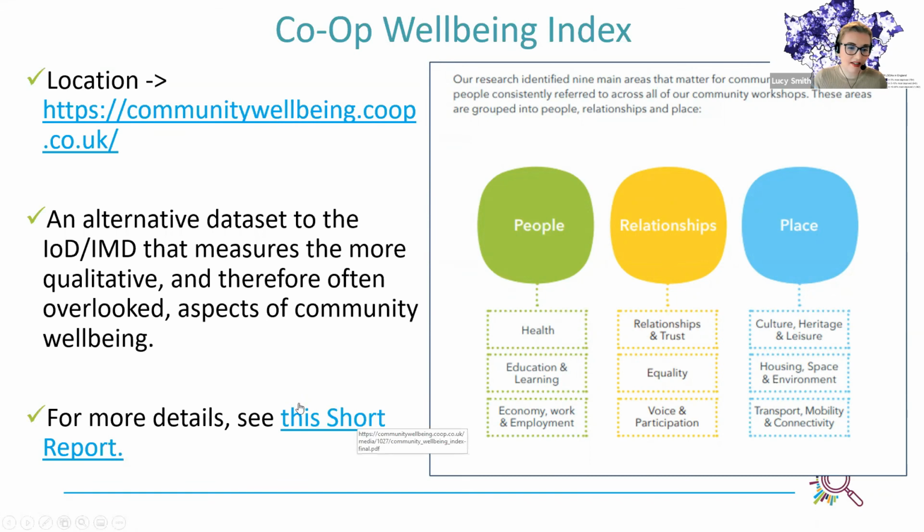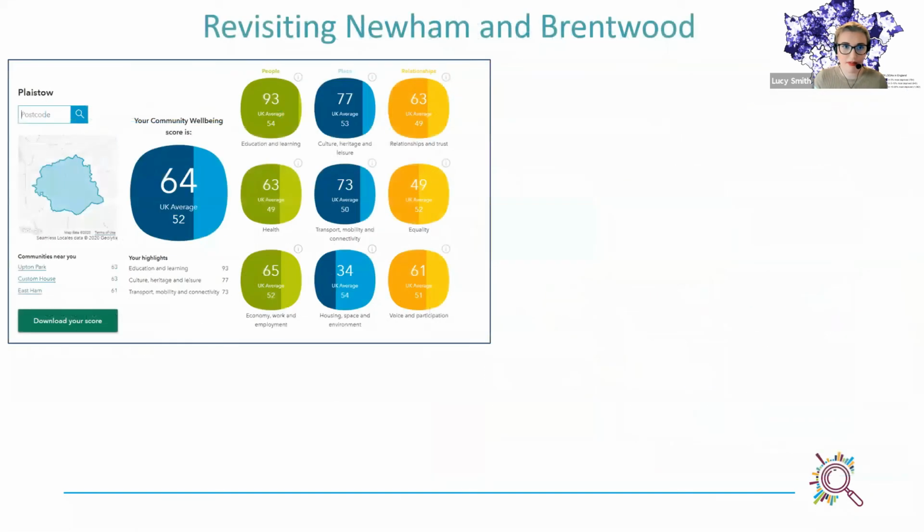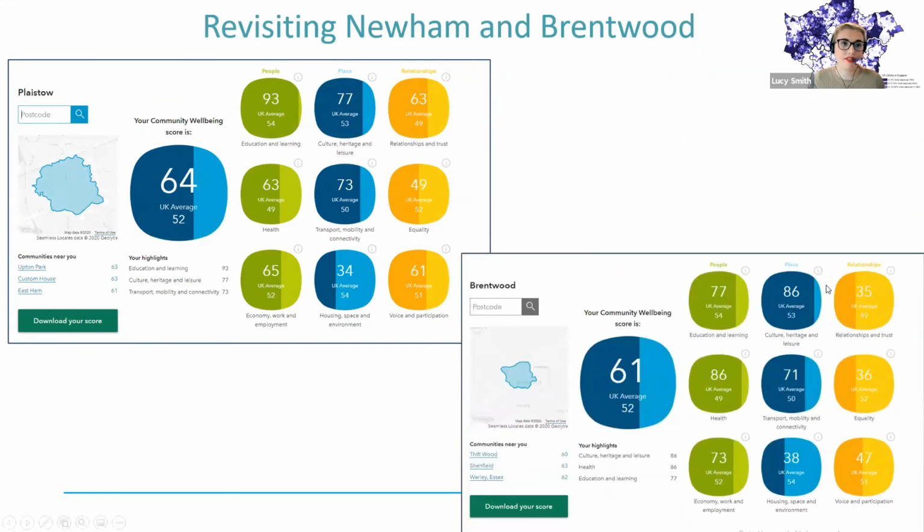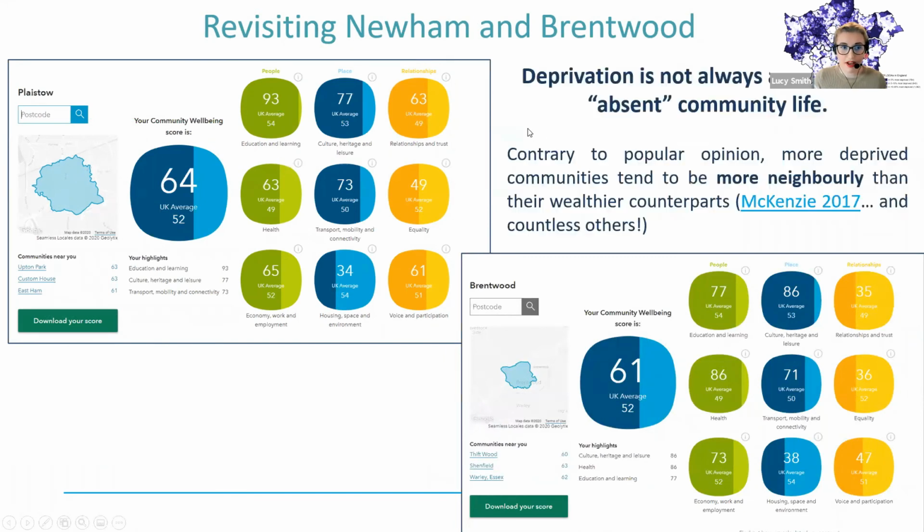And there's a link that you can click, and that is a link to the short report, which basically just explains how they came about. So looking at Newham and Brentwood through the lens of the community wellbeing asset, you actually see that there's a really big difference. Newham is actually outperforming Brentwood, right? Even though Newham is branded as one of these very, very deprived places, and Brentwood, because of The Only Way Is Essex and TOWIE fame, is branded as one of these really affluent areas, right?